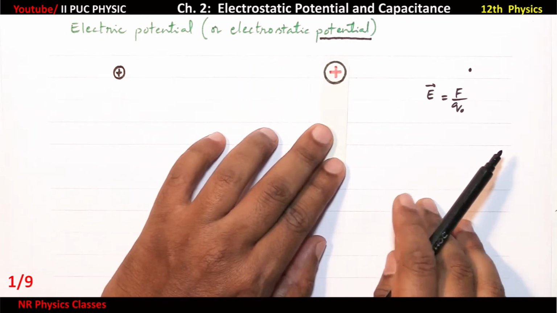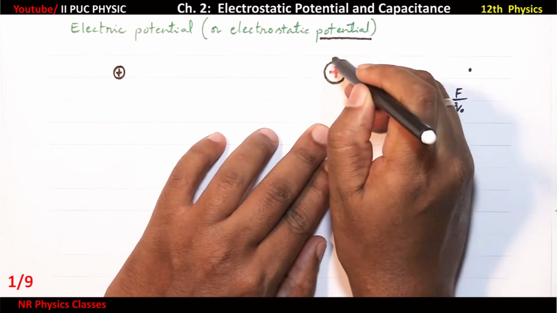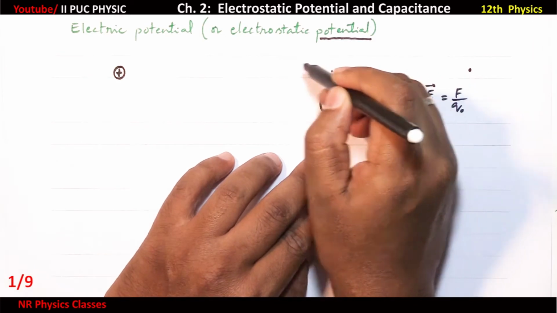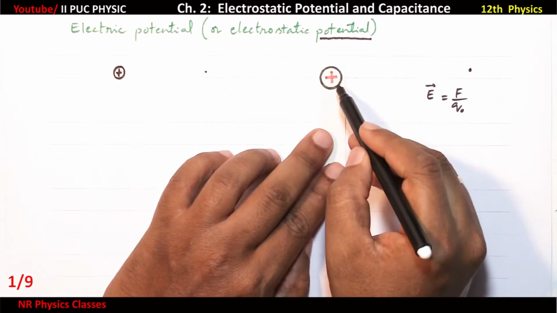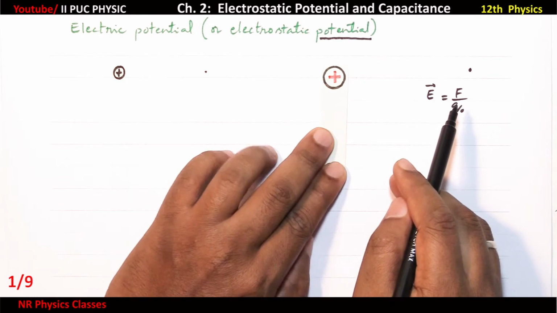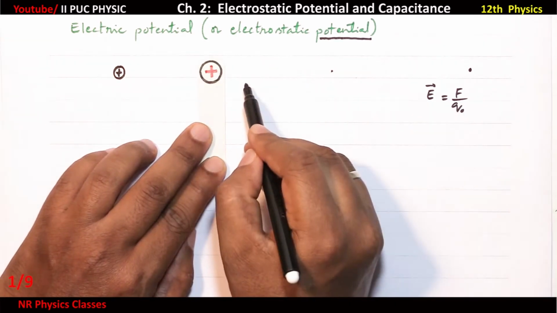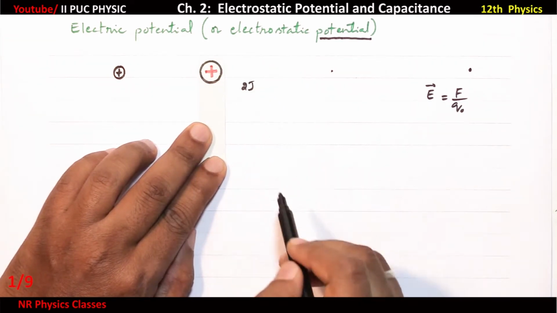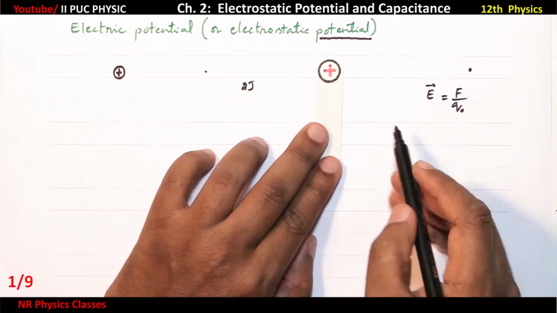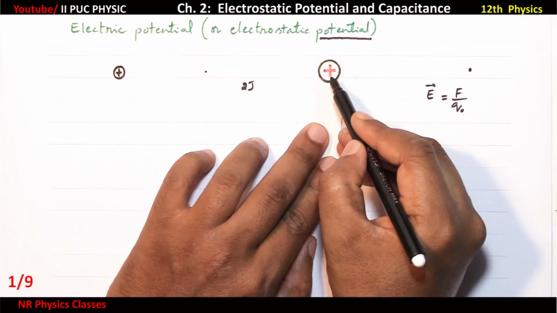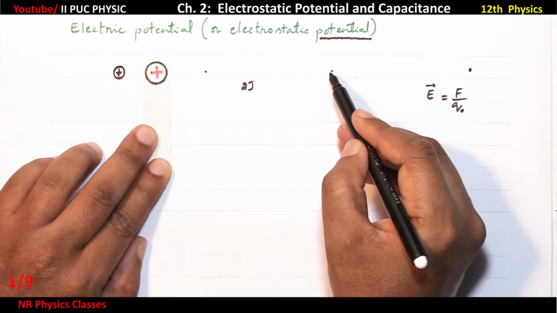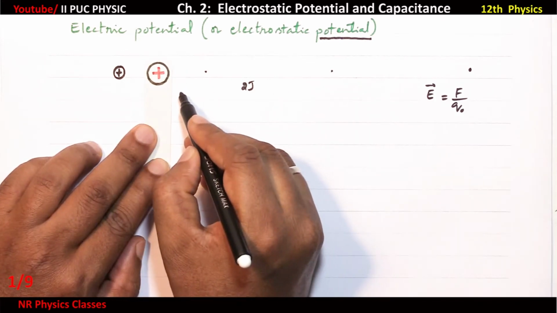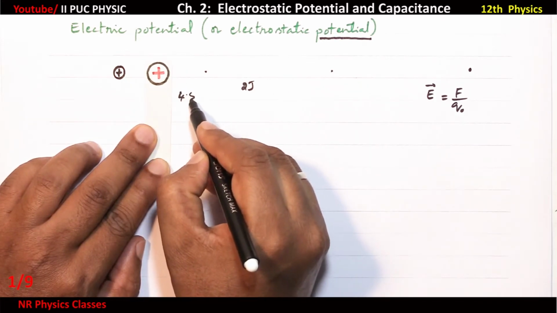So what is the work done to bring this charge from this point to this point? The work done to move this charge from this point to this point like this is, say, 2 joule. Similarly, the work done to move this charge much closer to the fixed charge means work done should be more, say 4.5 joule.